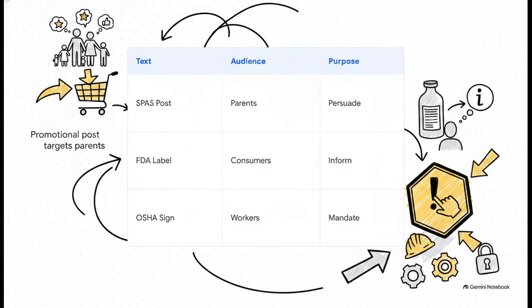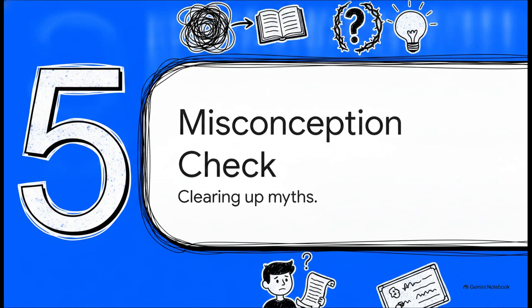This table really pulls it all together. You can see the clear interrelationship between the text, the target audience, and the author's overarching purpose in writing it. A promotional post targets parents to persuade them. A drug label targets everyday consumers to inform them. And that danger sign, it targets workers and the public to mandate safety. The author always tailors their text structure and word choice to perfectly fit who they're talking to and what they want to happen. Let's pause for Section 5, Misconception Check.